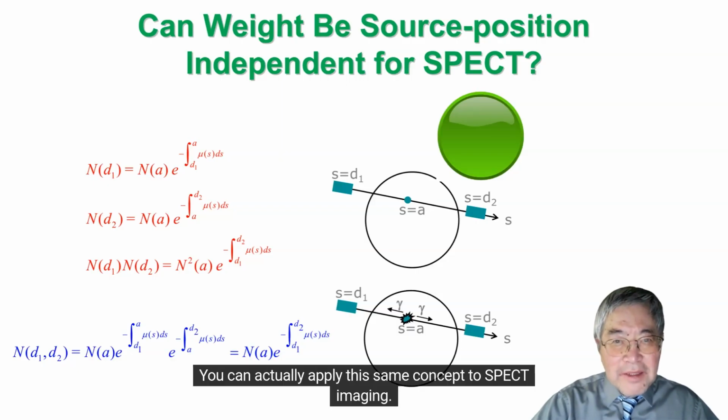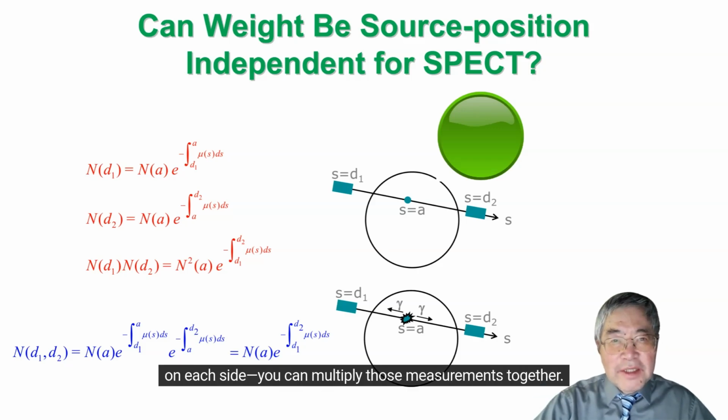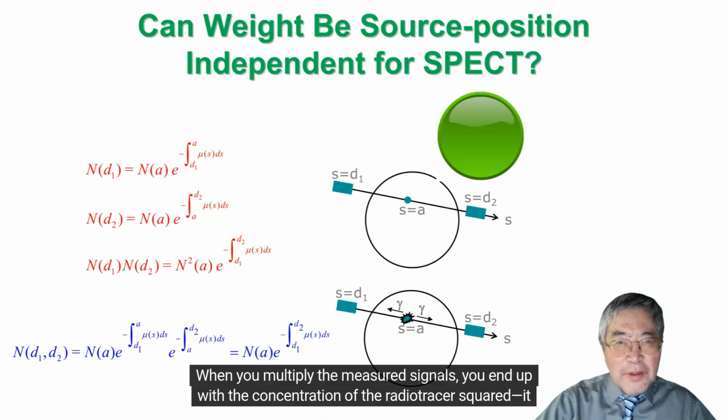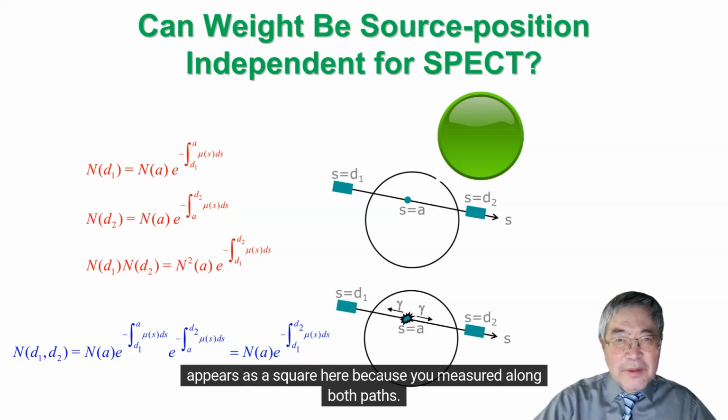You can actually apply this same concept to SPECT imaging. In SPECT, which uses single photon emission, if you put detectors on both sides and take two measurements, one on each side, you can multiply those measurements together. When you multiply the measured signals, you end up with the concentration of the radio tracer squared. It appears as a square here because you measured along both paths.